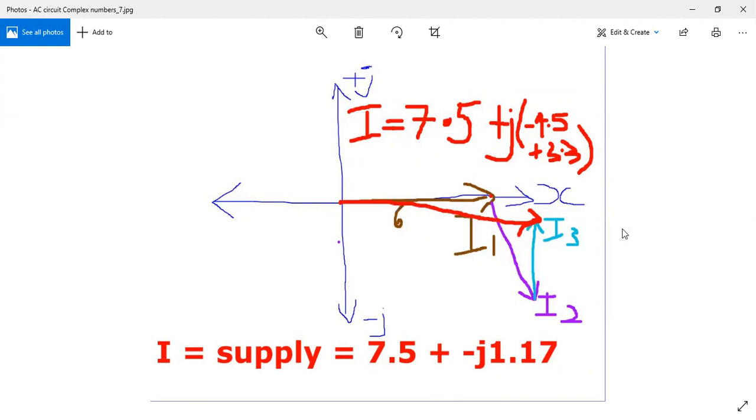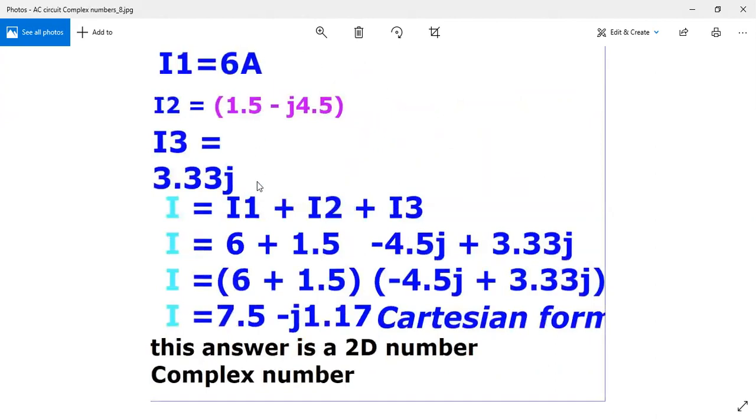If we do it in terms of numbers, add the currents together in 2 dimensions, Cartesian form. In the horizontal direction, we've got 6 plus 1.5. In the vertical direction, we've got minus 4.5 plus 3.33. So we end up with a Cartesian number of 7.75 minus 1.17j.